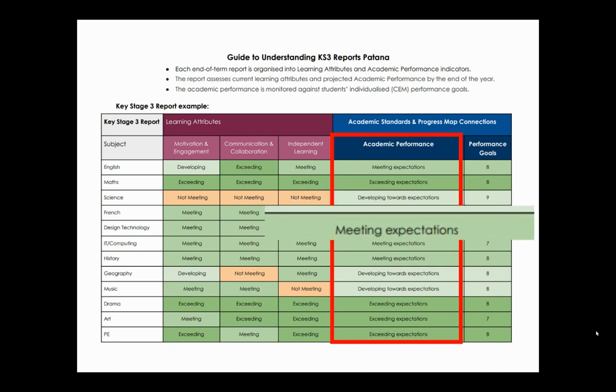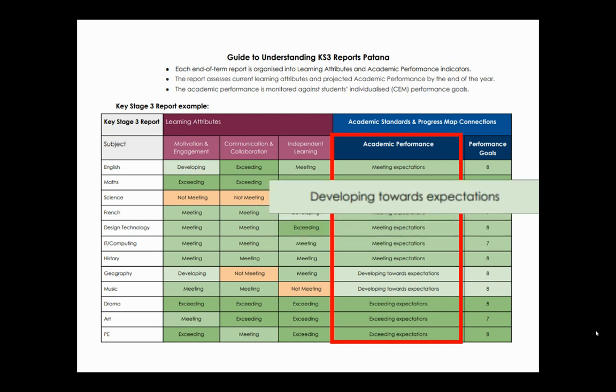Meeting. Maintaining this level of performance in all subjects throughout KeyStage 3 means an individual has shown strong and steady progress. This is a level of performance we expect from students. Developing towards, this means your teacher has identified additional next steps or areas for you to focus on, to make the shift towards meeting expectation.